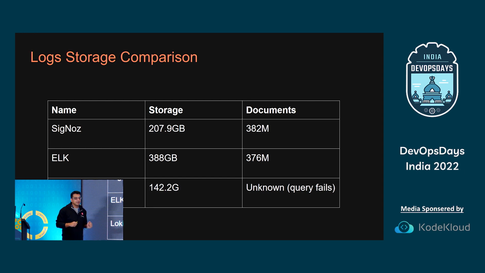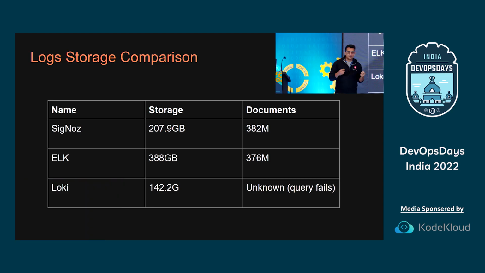Regarding storage, we indexed everything that ELK did in SigNoz or in ClickHouse using different indexes. The storage comparison was roughly: we took around 207 GB and ELK was taking around 388 GB. The number of log lines that we stored was around 380 million.